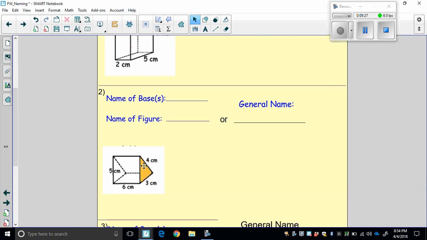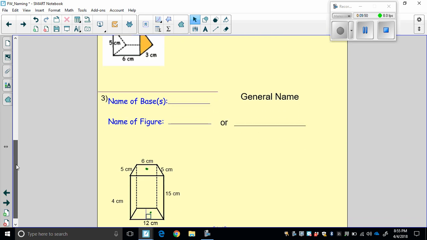Where this prism has triangular bases. In yellow, you see that. But it still has rectangular lateral faces. So it's a triangular prism. There's 5 faces altogether. So it's a pentahedron.